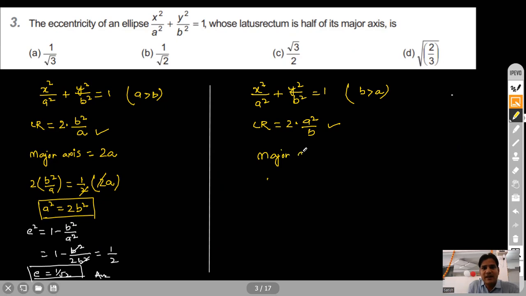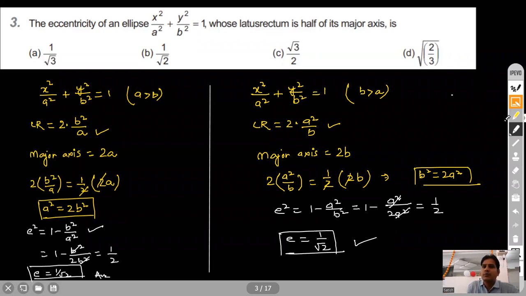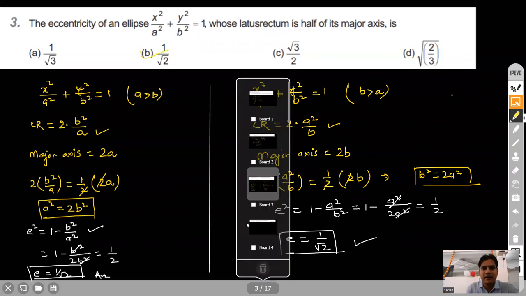And in this condition, what will be our major axis? Since b is greater than a, the major axis will be 2b, right? Now, as per the given condition in the question, 2 into a square upon b is half of the major axis, right? So here, we get b square is equal to 2a square. Now, in this situation, our eccentricity will be 1 minus a square upon b square. For the earlier ellipse, it was 1 minus b square upon a square. For this ellipse, it will be 1 minus a square upon b square. That is 1 minus a square, let it be as it is, and our b square will be 2 times a square. So this will get cancelled. It will be 1 by 2. So from here also, we get eccentricity as 1 by root 2. So 1 by root 2 will be the answer to this question, right?